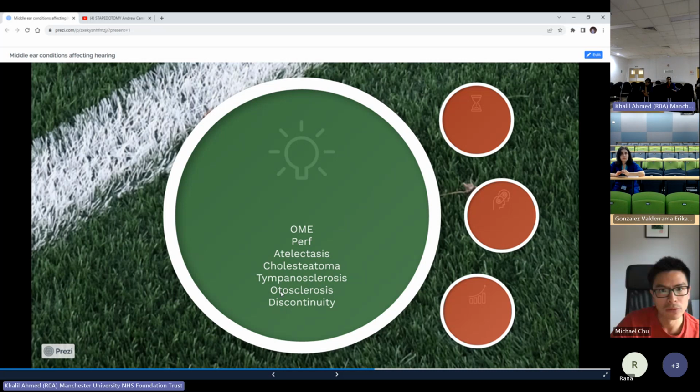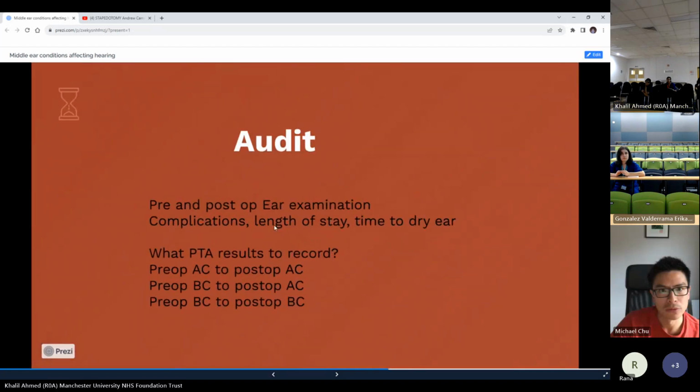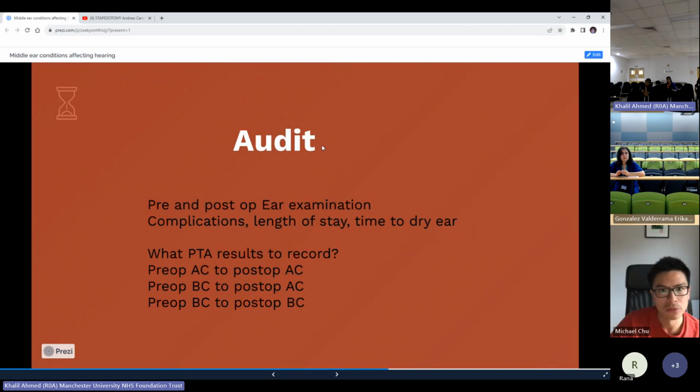So basically, you need to audit your results, right? And how do you audit the results? It's dead easy. Because I went to Glasgow as a junior reg, I learned a good habit of auditing my results. The good thing about ear surgery is it's an excellent medium for audit, because someone does an audiogram before the op and someone does an audiogram after the op.